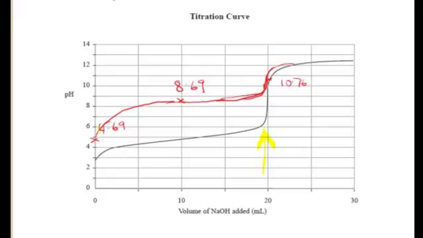We already calculated the initial pH would be 4.69, which is what I'm trying to show there. The pKa of this is 8.69. We're given that information, so we'd expect that halfway to the equivalence point, around the 10 ml mark. And we did the calculation for the equivalence point itself at 10.76.